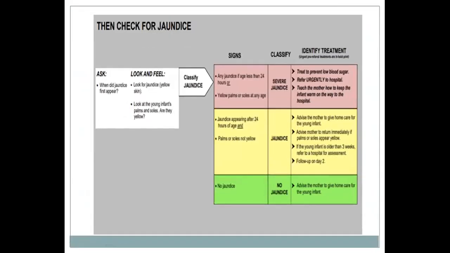Then we can also check for jaundice. For example, any jaundice in less than 24 hours or yellow palms or soles at any age represents severe jaundice, which needs urgent referral of the child to hospital, and also prevent low blood sugar. Jaundice appearing after 24 hours of age, with palms and soles not yellow, is jaundice, not severe jaundice. Therefore, advise the mother to take care at home. Return immediately if palms and soles become yellow. Follow up in 2 days. No jaundice indicates advising the mother to give home care for the young infant.